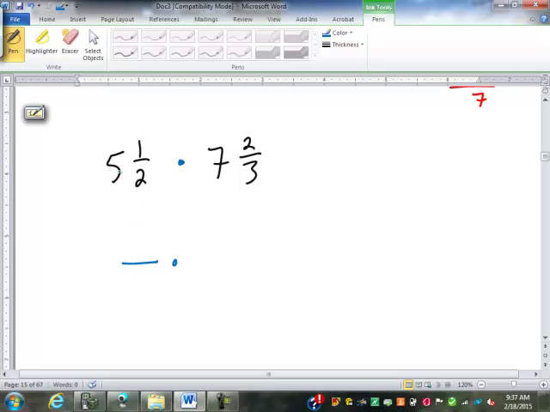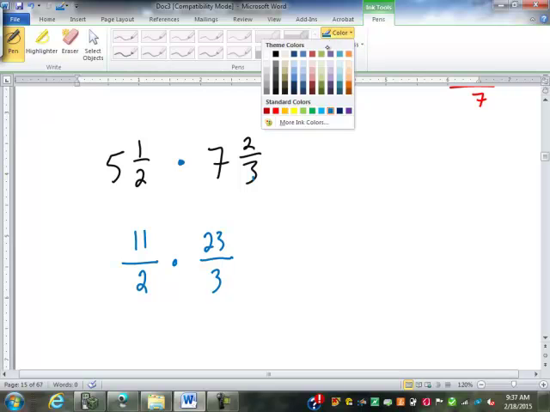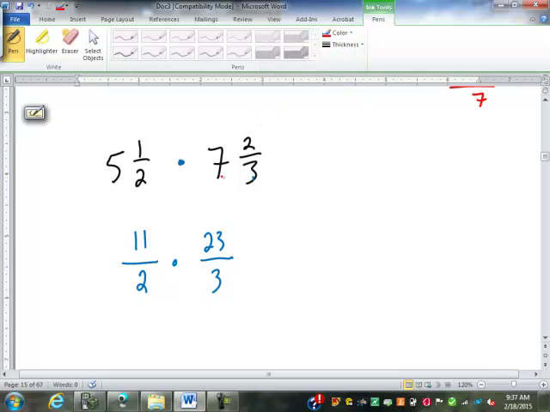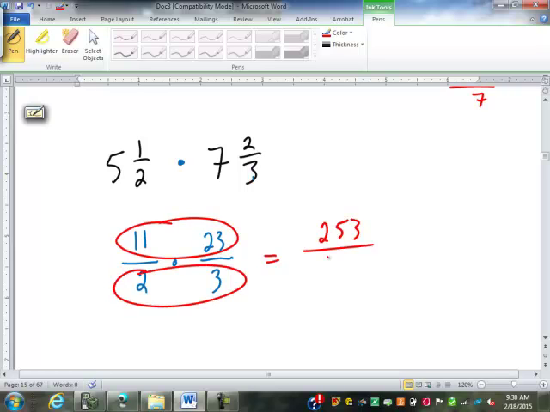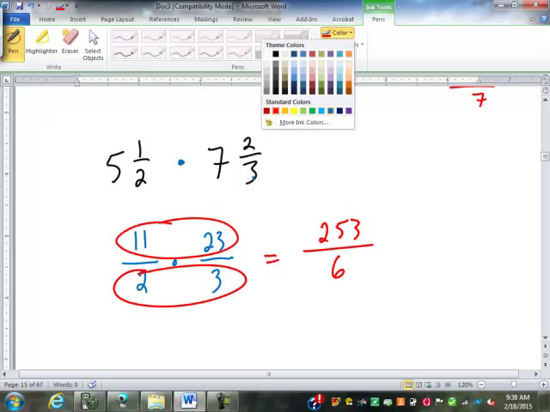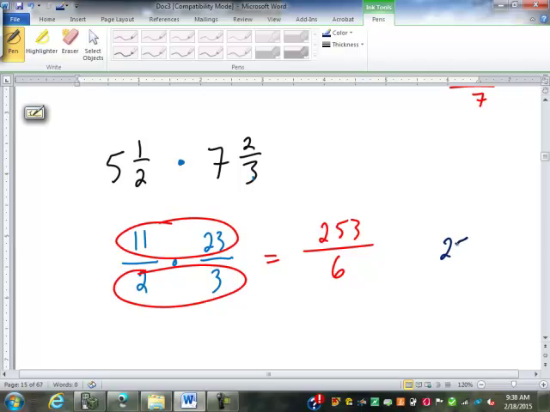So then I do, okay, so that makes it 11 halves. The 2 stays the same. The halves stay the same. This one becomes 23 over 3. 7 times 3 is 21, plus 2 is 23. And then 11 times 23 is 253, over 2 times 3 is 6. And then we divide. 253 divided by 6.